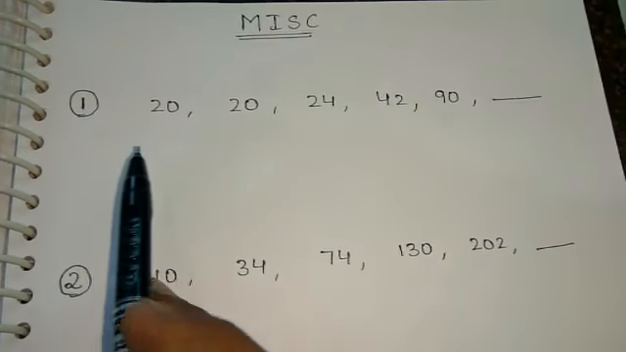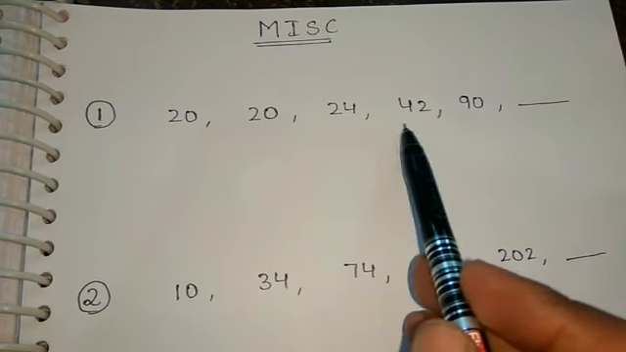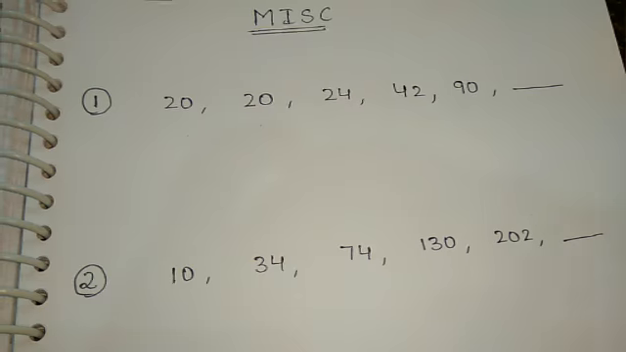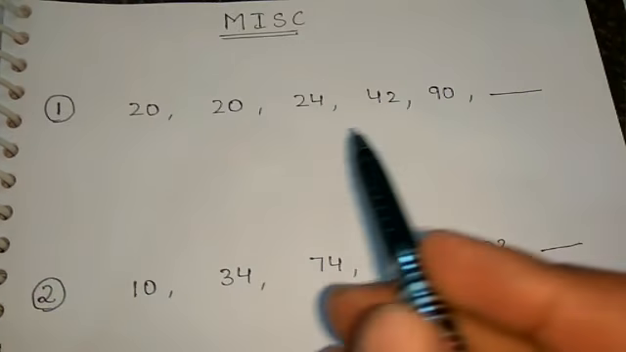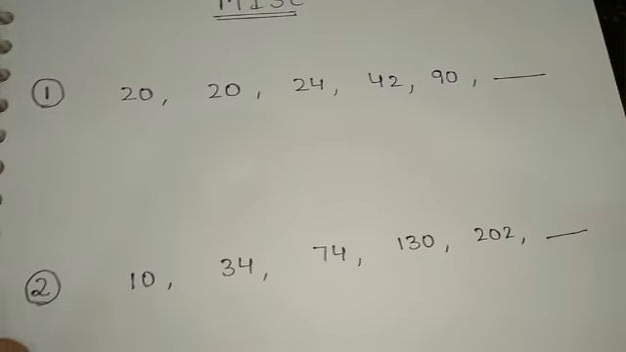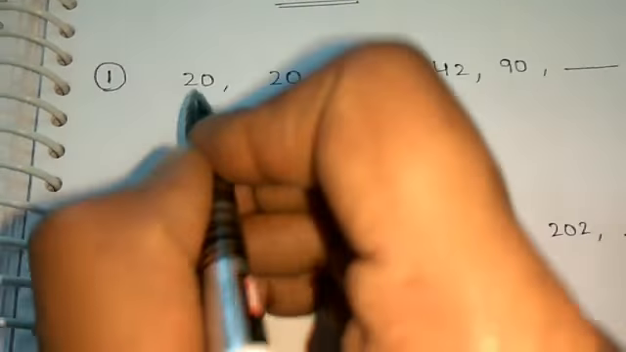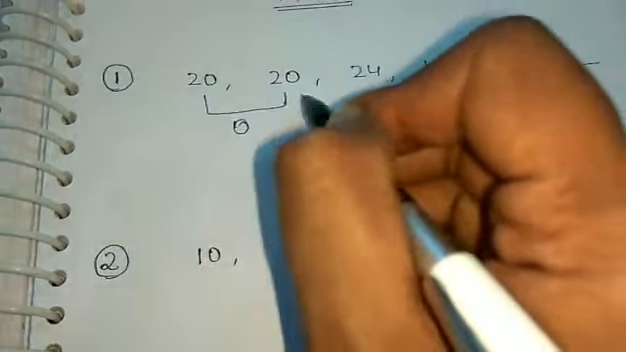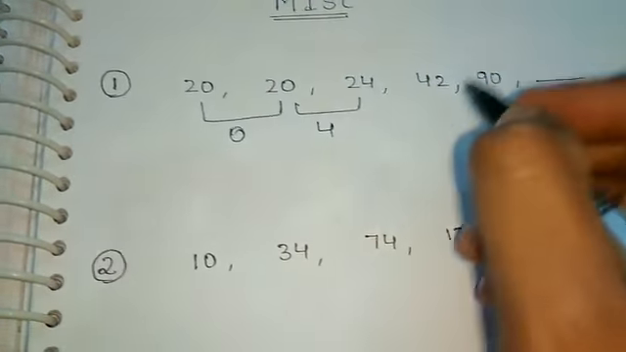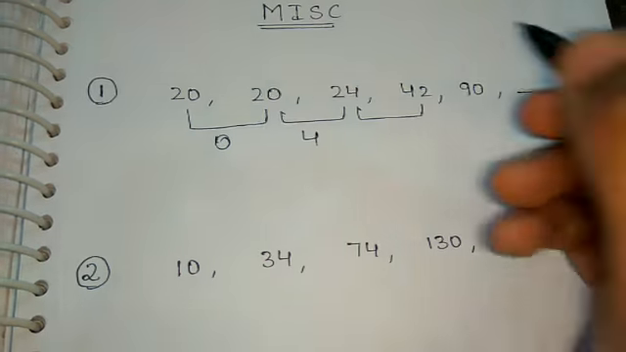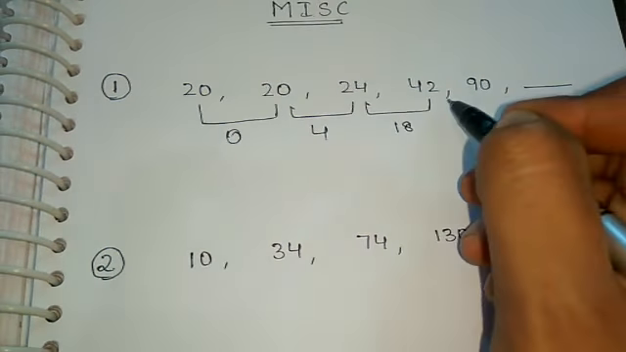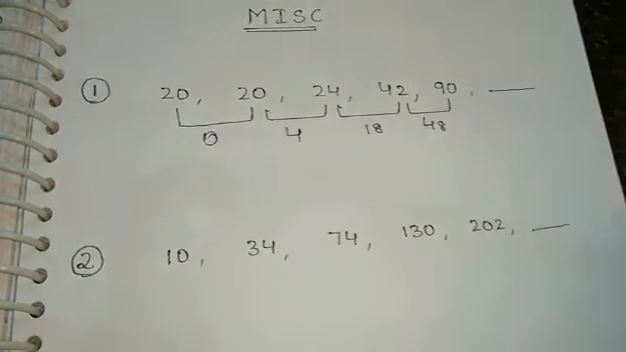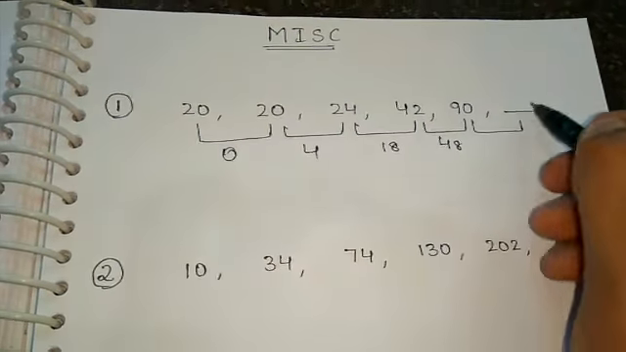See the first question: 20, 20, 24, 42, 90. By just seeing this, we are unable to find any pattern here. So what should we do? We should find the difference. 20 to 20, the difference is 0. And 20 to 24, it is 4. 24 and 42, 24 plus 18 is 42. 42 and 90, 48. And the next difference, we should find the difference and we should add it.